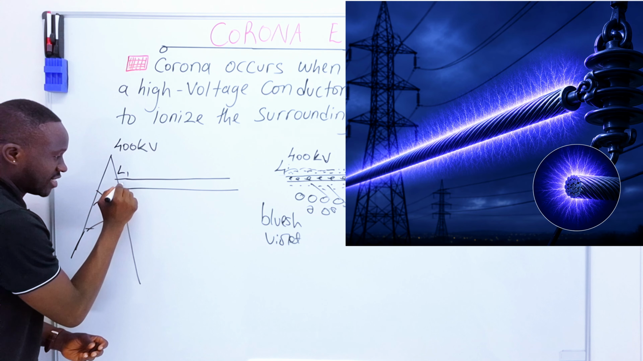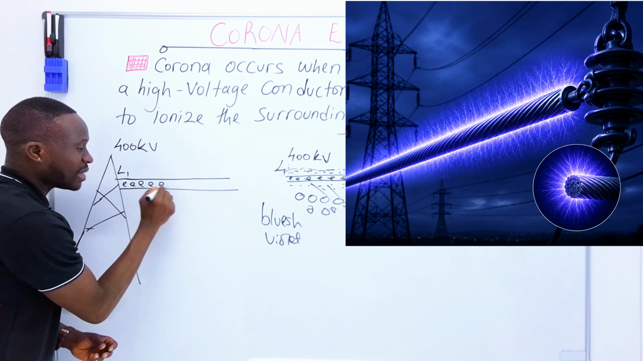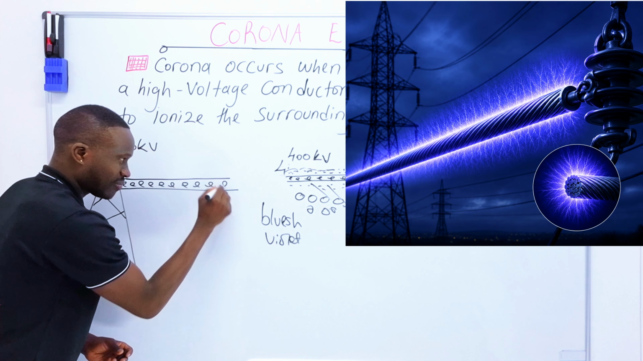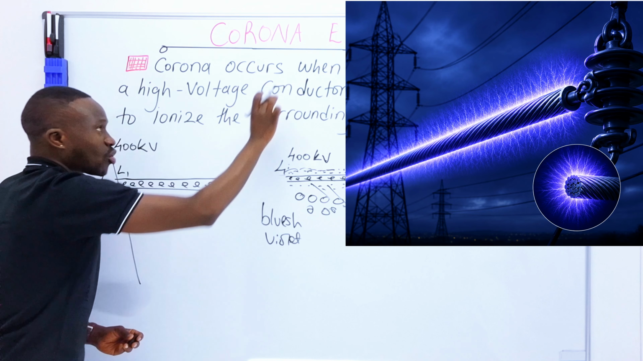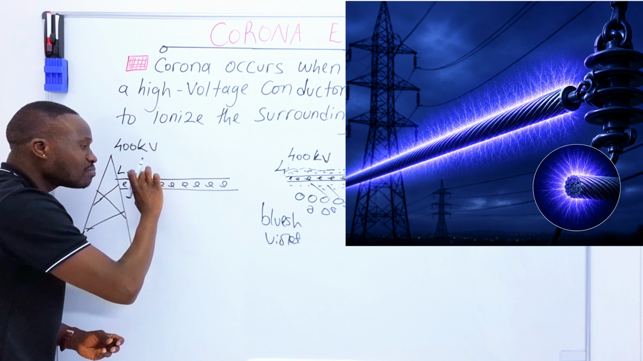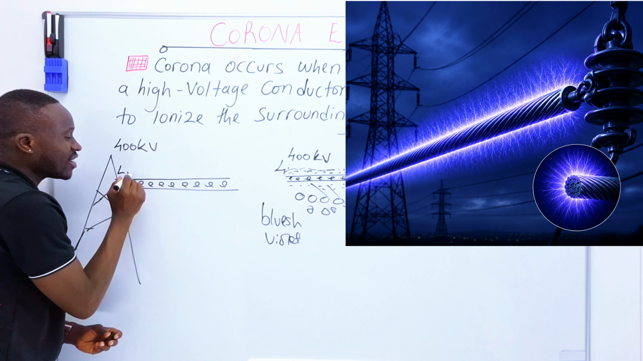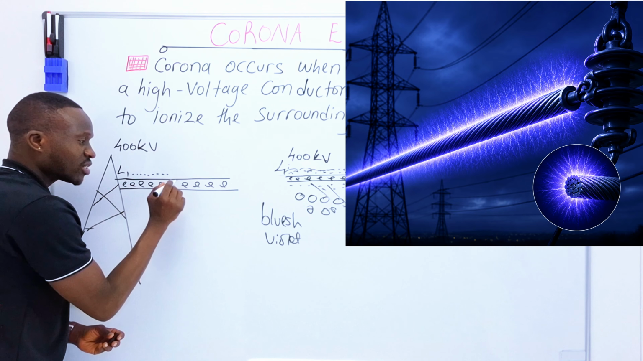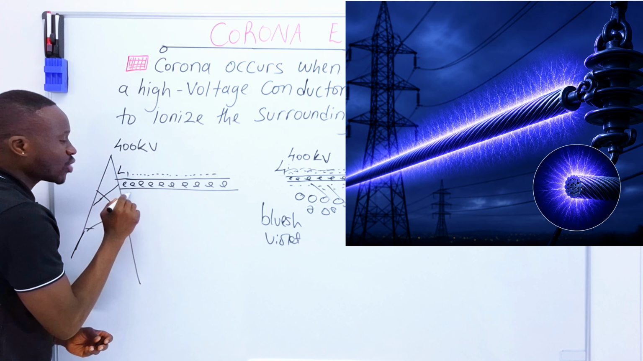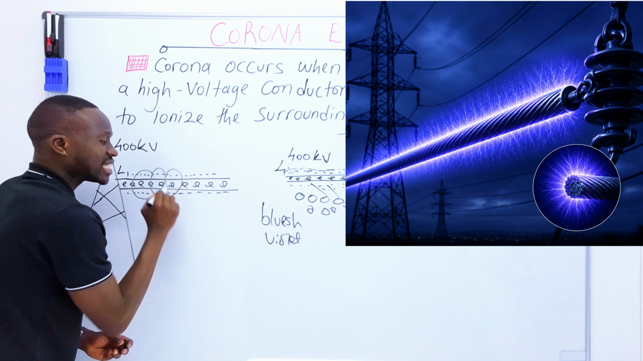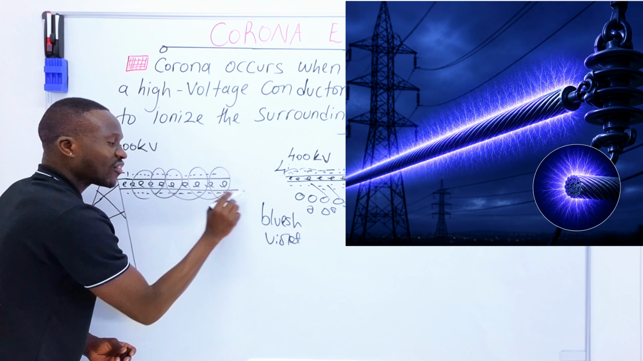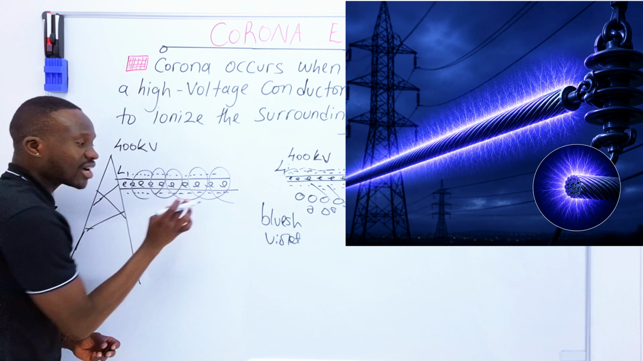When current, electrons, are passing through this conductor of high voltage, this high voltage conductor becomes more strong when high voltage is passing. It creates some magnetism around this cable, around the field, the electric field around it.